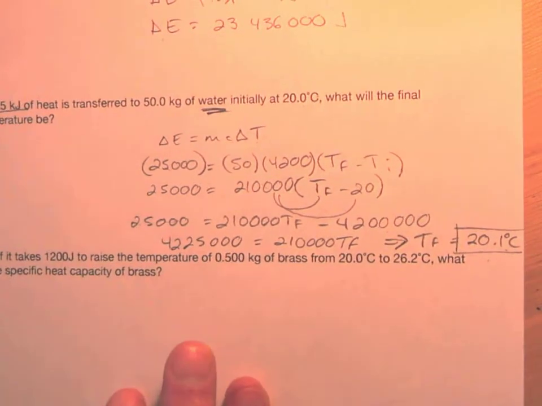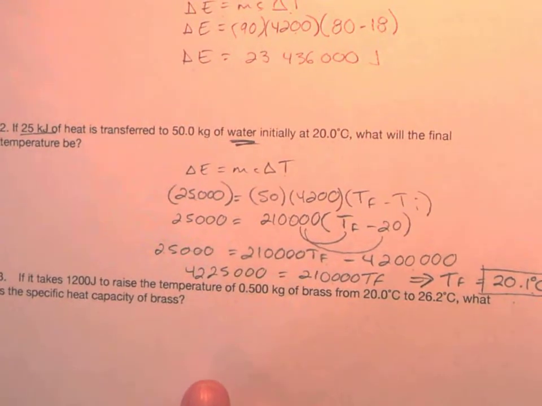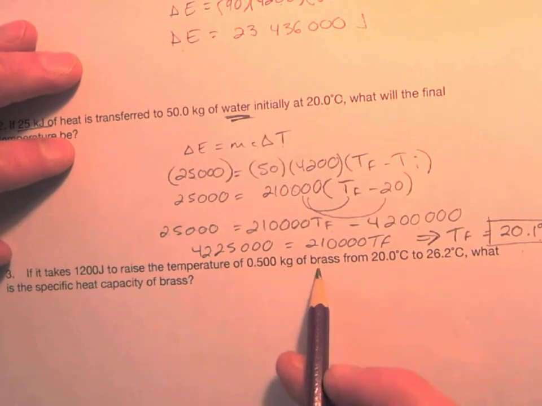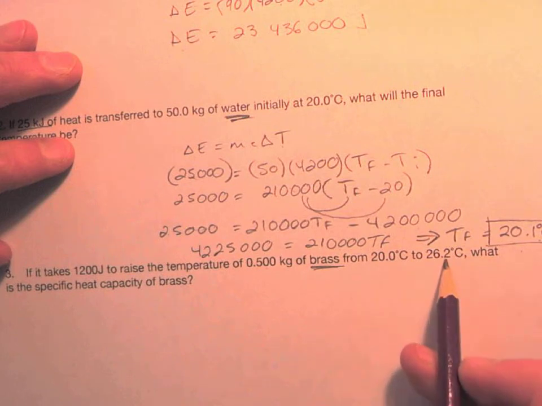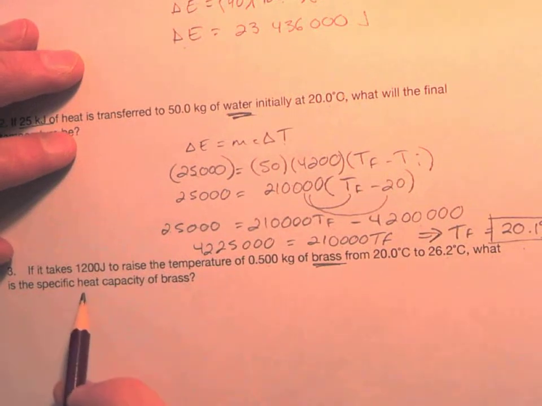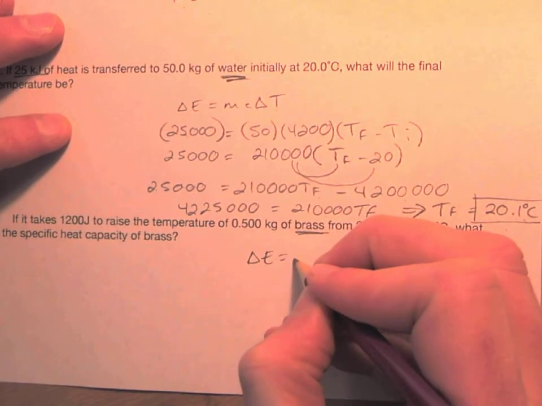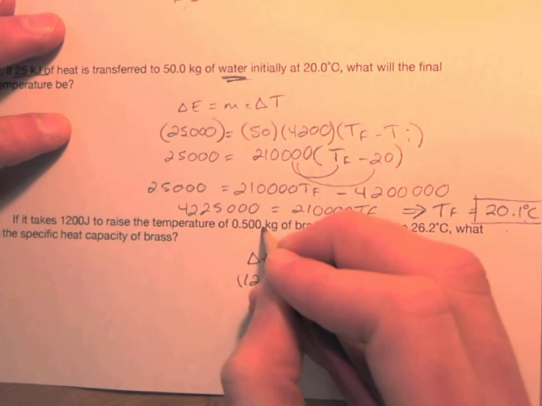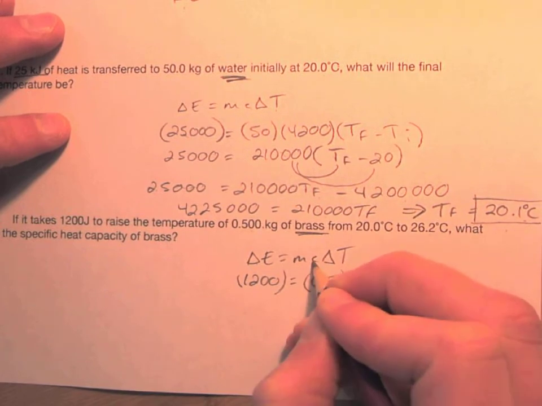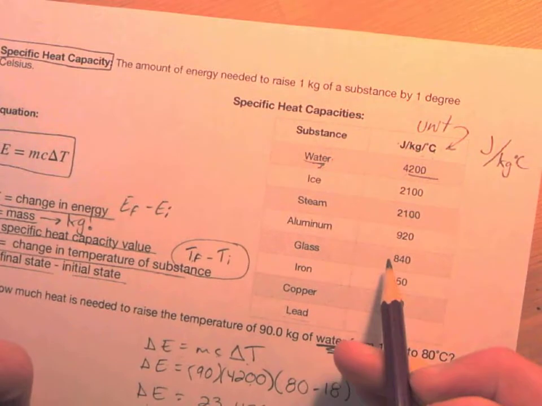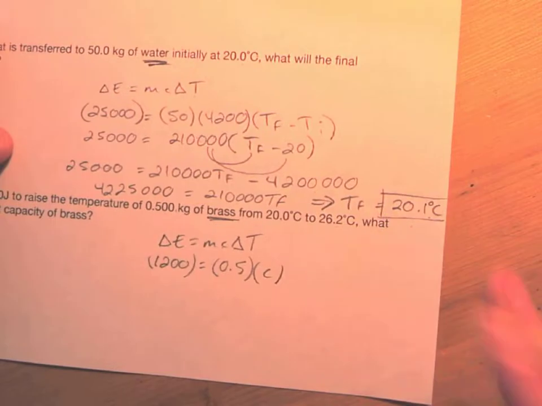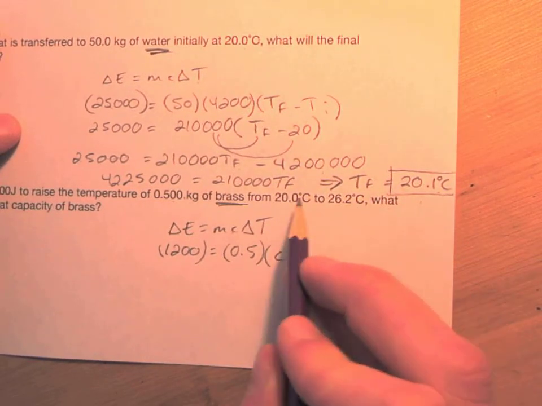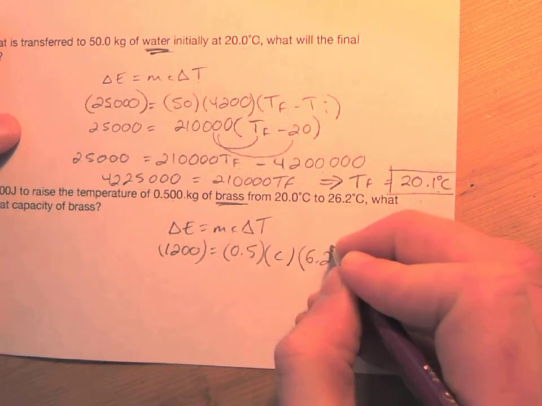Water is interesting. Okay, our last question is 3. If it takes 1,200 joules of energy to raise the temperature of half a kilogram of brass this time, from 20 degrees to 26.2 degrees, what is the specific heat capacity? You always start with the equation. Change in energy is 1,200 joules. Our mass is half a kilogram. Specific heat capacity of brass, we actually don't know. It's not even on our chart. So we're just going to leave it as C. Change in temperature is 26.2 minus 20, and you get 6.2 as the change in temperature.